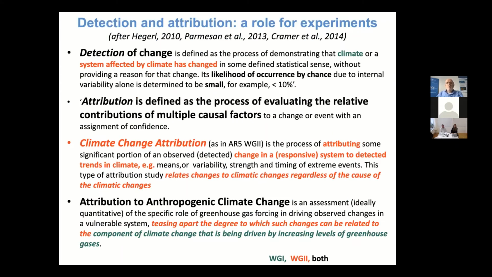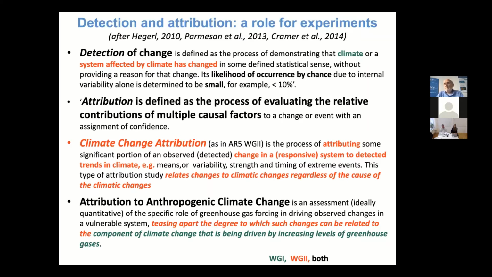And there is already one point to be said. Experimental work has a role in the context of detection and attribution, and this is an important principle in climate assessment. So we need to be very careful when we use the word assessing climate change, because first of all, we need to be detecting a change in a system that is affected by climate, and we need to be outside of its natural variability. The likelihood of occurrence by chance, by internal variability alone, needs to be small, for example, below 10%. And then we need to be able to attribute these changes in that system to the causal factors, and also ideally to the relative contributions of causal factors.